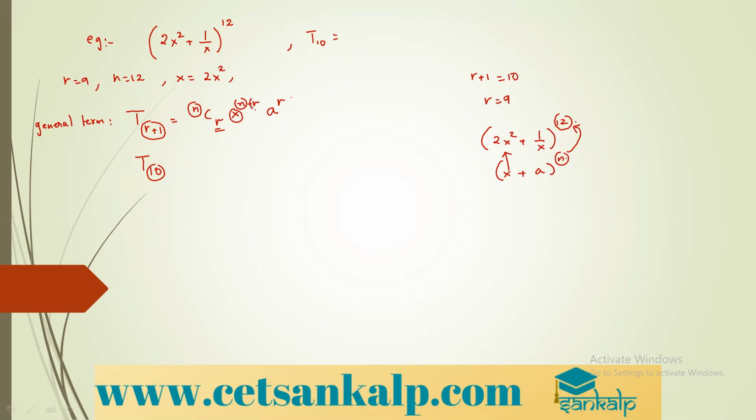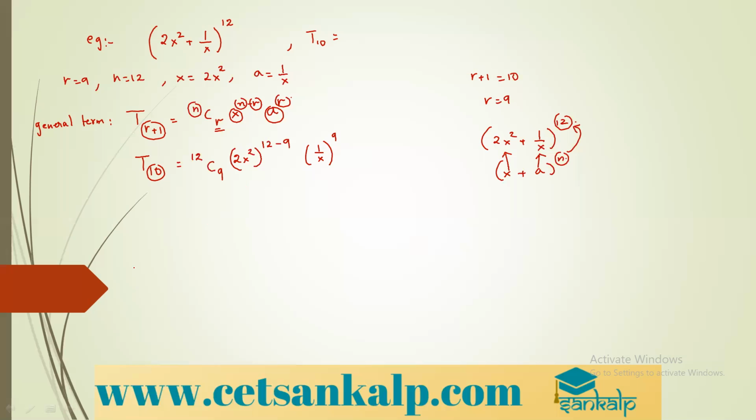Okay, I know n, I know r. Next is a. A, I have to compare with 1/x, so a is 1/x. And I know r. So now I will write each and every term here. In place of n, I will write 12. C, r is 9. In place of x, (2x²) power n minus r, that is 12 minus 9. And then a is 1/x power r, which is 9.